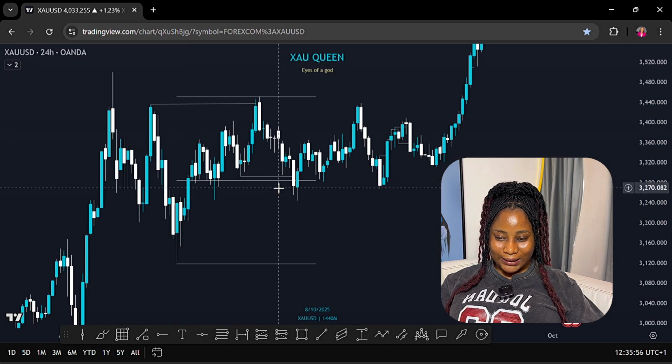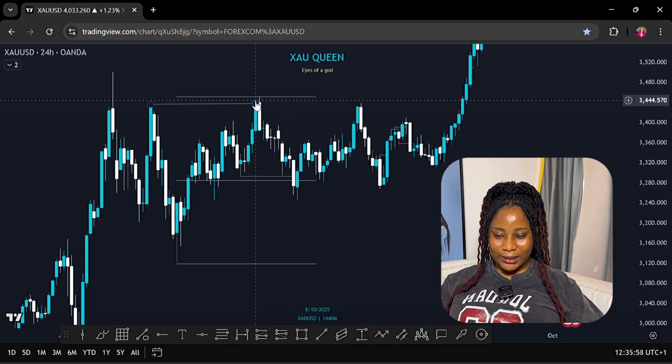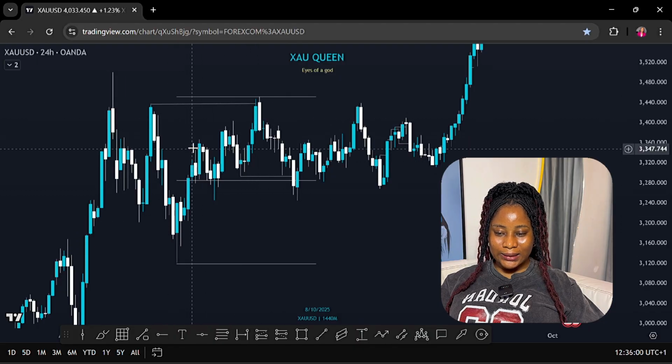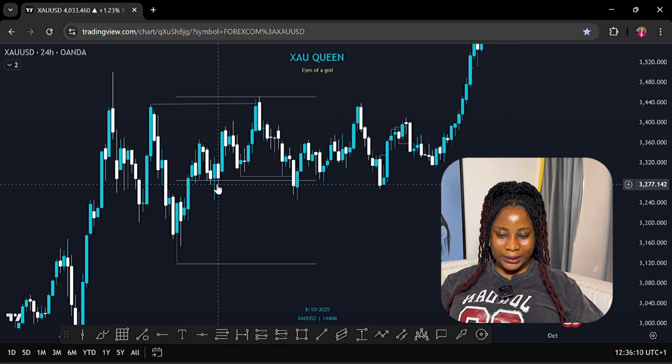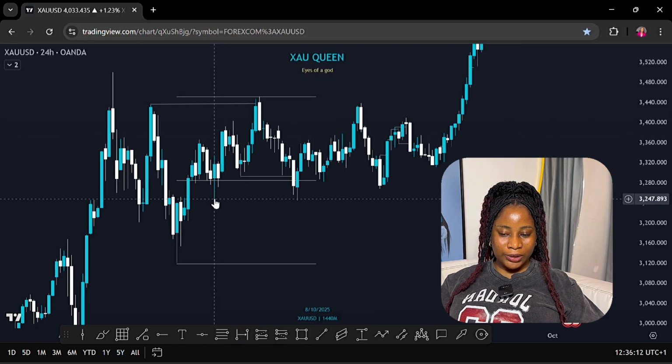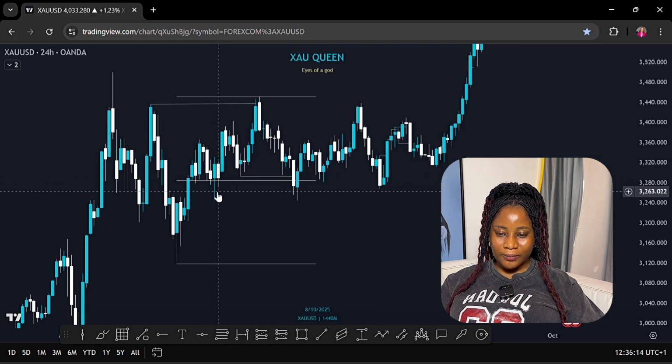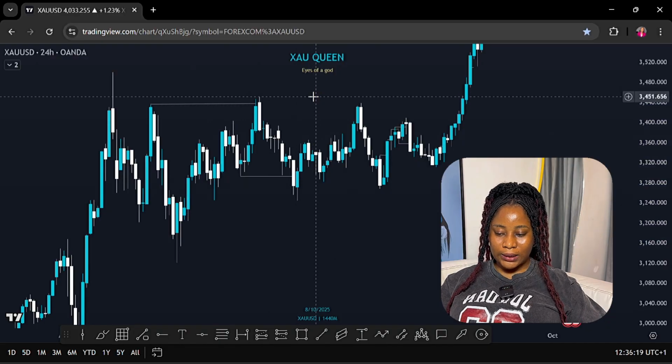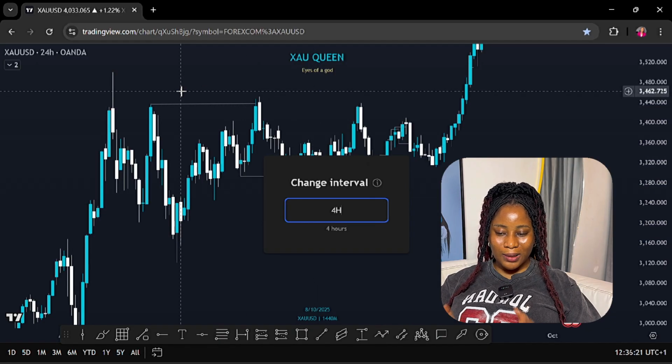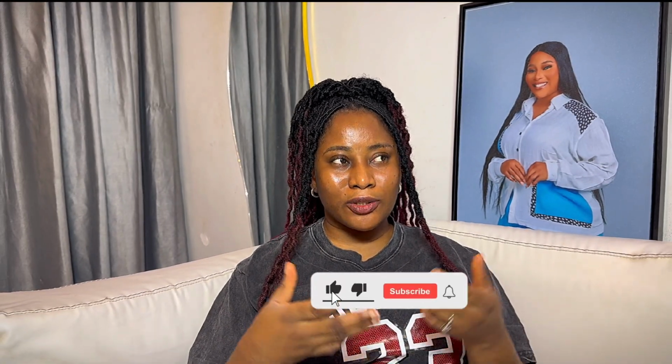If you zoom out to the daily, you can see that all these are just internal structure, and this is our external structure. And you can see when the pullback started happening, it used this as an inducement or liquidity and then used this demand zone here. So, like I always say, if you chop unnecessary stop loss, what will you do? Zoom out.